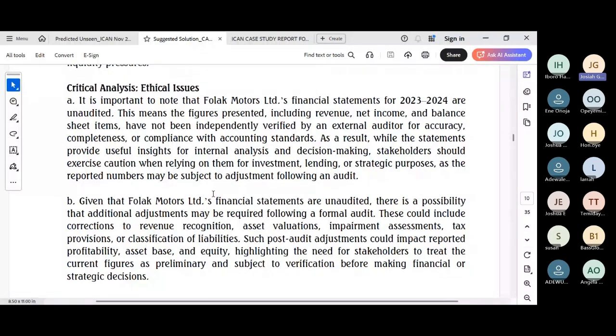Number 1, it's important to note, most of us have started noting it on the platform when the Preseen came out. We saw that it's an unaudited financial statement, so it's a clear ethical issue. External auditors have not vetted the numbers, so they are subject to scrutiny. So stakeholders should exercise caution when relying on them for investment, lending, or strategic purpose, as the reported numbers may be subject to adjustments. And some of the numbers, you see that there were issues in the numbers. Some of us pinpointed those calculation errors in the numbers. So, and those are audit issues. So that's a critical or an ethical issue you must point out.